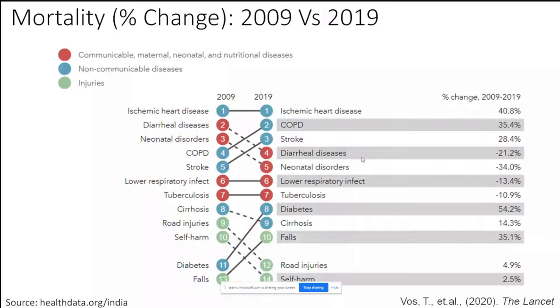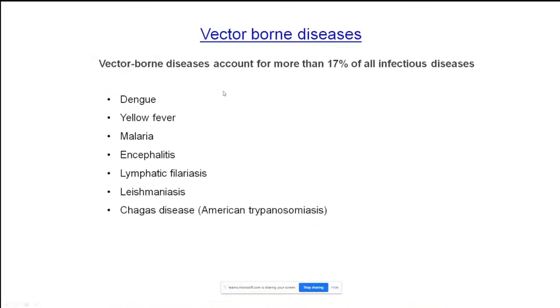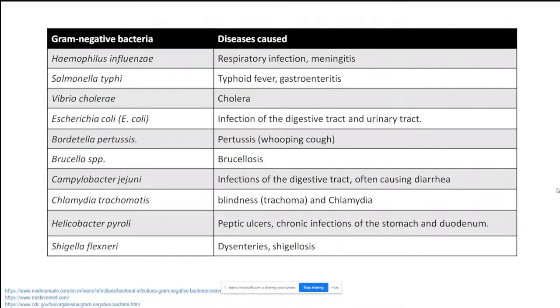Based on a lot of rigorous analysis, we thought that we will focus on certain diseases. There are the top 20 critical diseases causing death in India. These are the 20 diseases. Then there are diseases like vector-borne diseases, dengue, yellow fever, malaria, and so on. Then you have endemic diseases, so many of them. Then diseases caused by gram-negative bacteria and gram-positive bacteria. It is relatively easy to treat gram-positive bacteria, but even now very difficult to treat gram-negative bacteria, and that is causing a lot of trouble today.